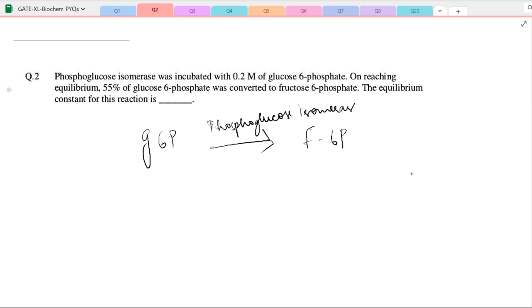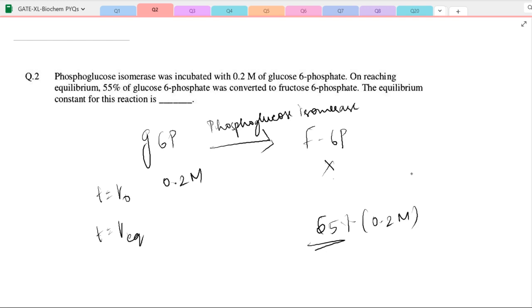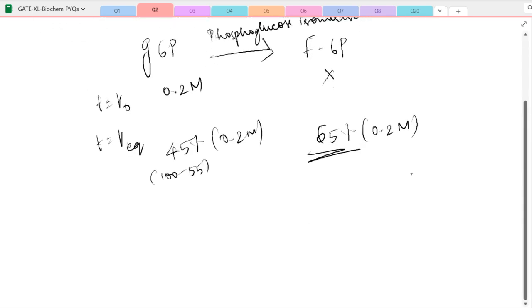Okay. So here the reaction starts at, let's say, T equal to T0, which is the initial time. The reaction starts with 0.2 molar glucose 6-phosphate and there is no fructose 6-phosphate. And upon reaching equilibrium, let's call it TEQ, that is the equilibrium time, we see that 55% of this glucose 6-phosphate is converted to fructose 6-phosphate, which means this is 55% of 0.2 molar. And since this is 55%, the remaining, 100 minus 55, will be the glucose 6-phosphate, which is 45% of 0.2 molar. That will be the concentration of glucose 6-phosphate at equilibrium.